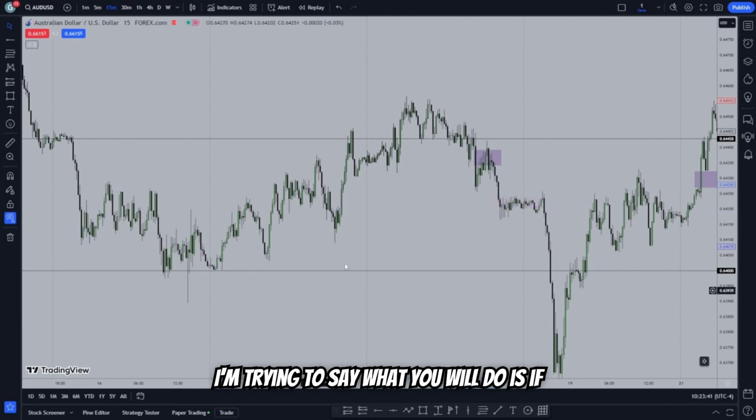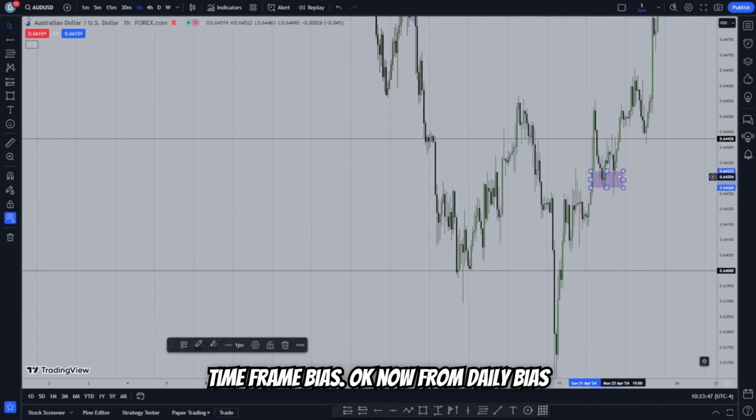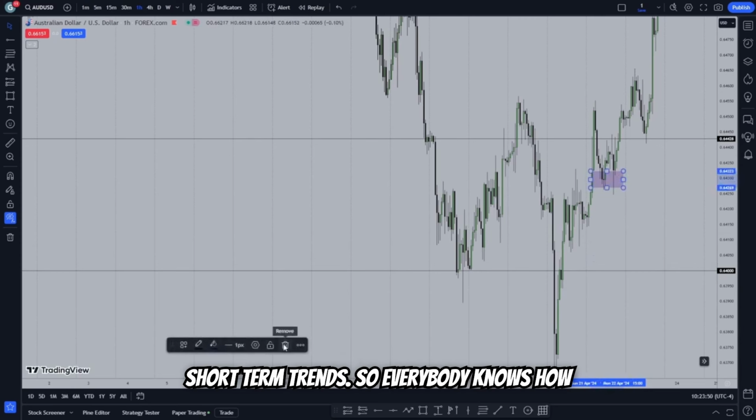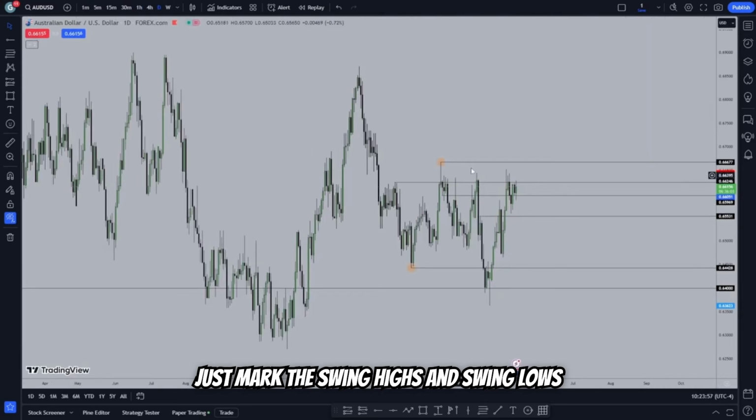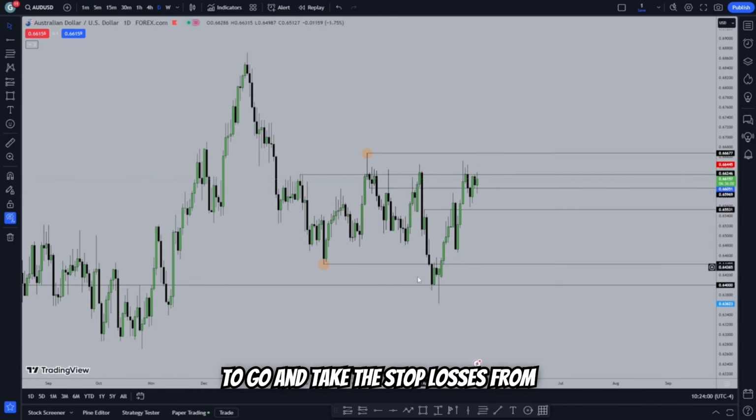So the thing which I'm trying to say is, if you know the short-term bias, which is the 1 hour time frame bias, now from daily bias I'm shifting to how to know the short-term trend. So everybody knows how to find the daily bias. Okay, you have to just mark the swing highs and swing lows, and you have to just wait for the price to go and take the stop losses from there.